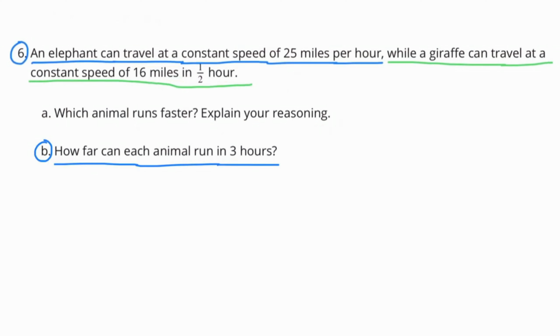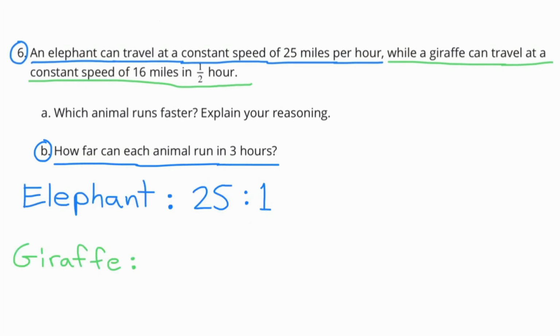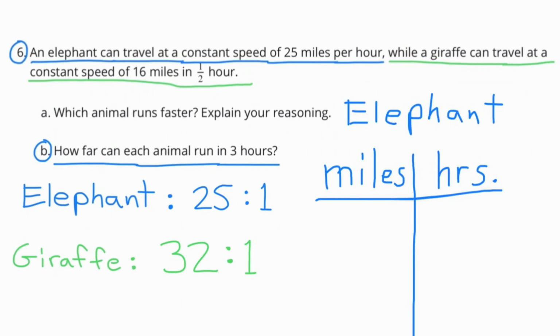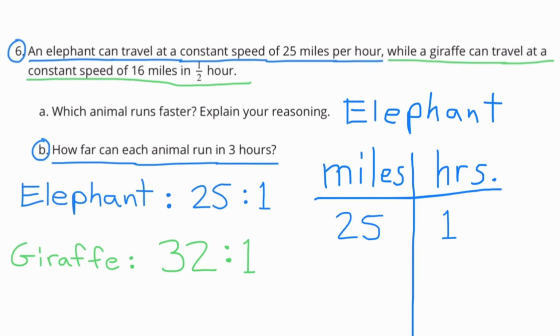B. How far can each animal run in 3 hours? The rate that the elephant runs is 25 miles in 1 hour, and the rate that the giraffe runs is 32 miles in 1 hour. For the elephant, I'll make a chart with miles on the left side and hours on the right side. The information says that the elephant travels 25 miles in 1 hour.